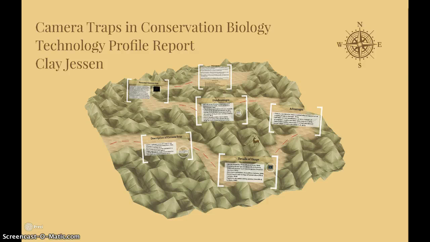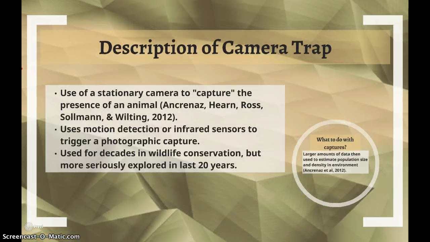This is my technology profile report on the usage of camera traps in conservation biology. A description of the camera trap. It's a stationary camera. It can be either still or video to capture the presence of an animal. It typically uses motion detection or infrared to trigger the capture. It's been used for decades, but it's been a lot more seriously explored by scientists in the last 20 years.